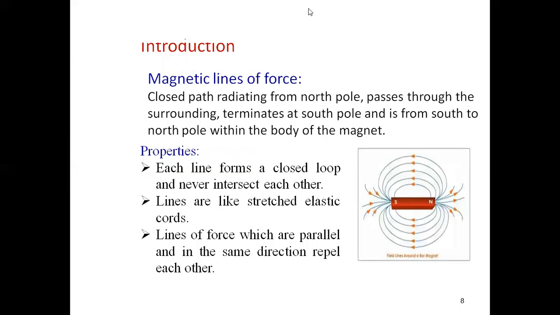So let us revise a few topics that we previously discussed, that is magnetic lines of force. The magnetic lines of force are nothing but the closed path radiating from the North Pole, passing through the surroundings and terminating at the South Pole, and going from South to North Pole internally within the body of the magnet. That forms a closed loop. The properties of magnetic lines of force are: each line forms a closed loop and never intersects with each other. The lines are like stretched elastic cords. Lines of force which are parallel and in the same direction repel each other.